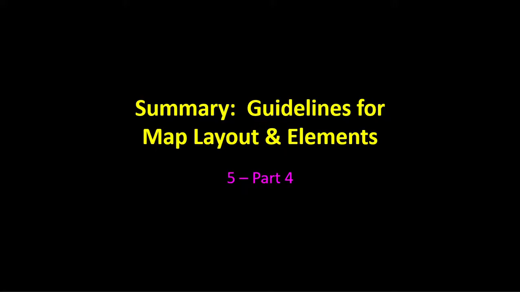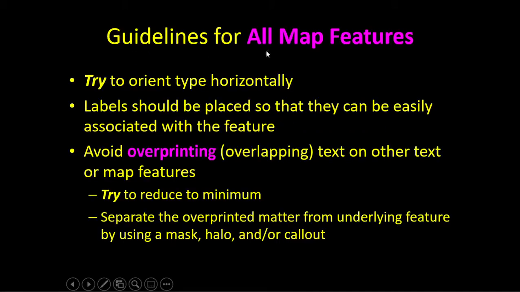Right, let's now summarize a lot of the stuff we've learned up until now and add just a little bit more detail on some other do's and don'ts. First off, for all map features, we want to orient the type horizontally. I'll show you some examples of that. Further, the labels should be placed so that they can easily be associated with the feature. We don't want to have the name of something outside of it. For example, we don't want to have the name of Indiana outside of the state of Indiana.